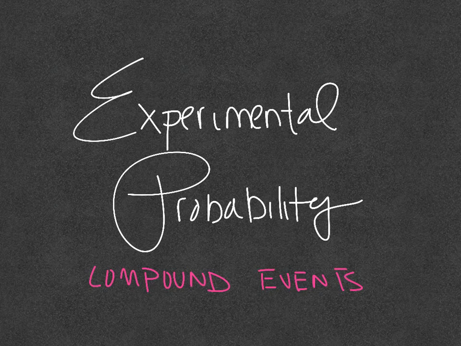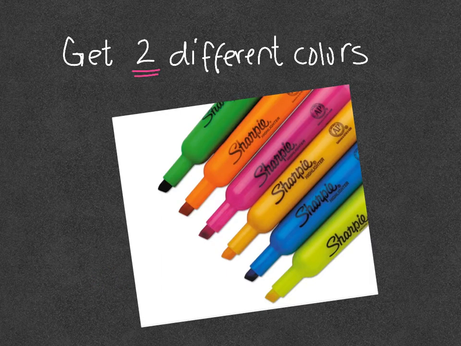This video is over experimental probability, and we will be looking at compound events. I need you to get out two colors. They can be pens, pencils, crayons, markers, highlighters, whatever you need, but we're going to use it to help identify the answer for the data in the table.